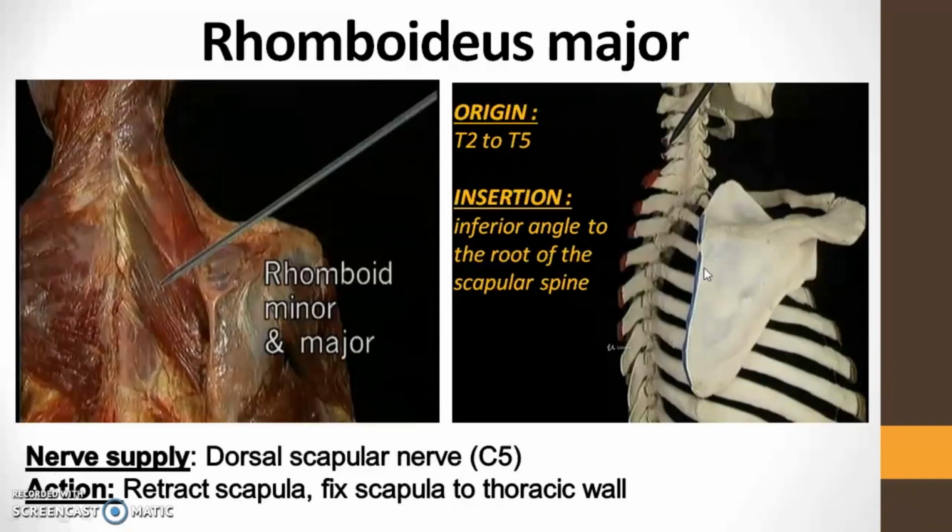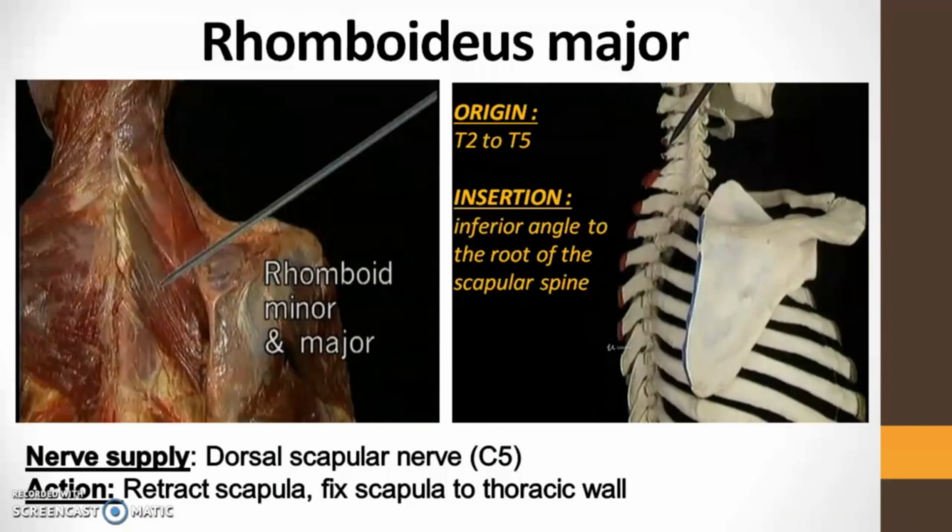So rhomboides major inserts from the root of the scapular spine to the inferior angle, and that is why we call this rhomboides major and this rhomboides minor, because of its extended insertion, while this has a smaller insertion. The nerve supply of these two muscles is by the dorsal scapular nerve, which carries C5 spinal fibers.